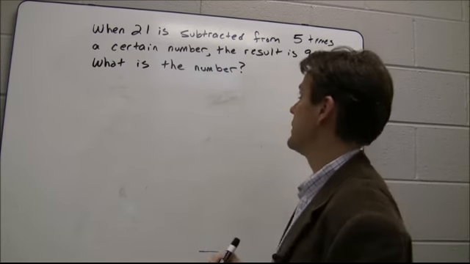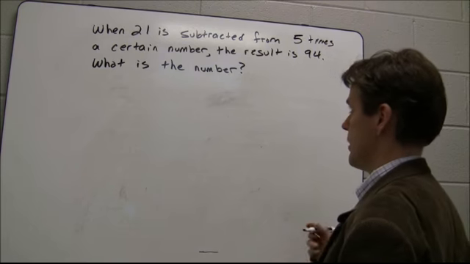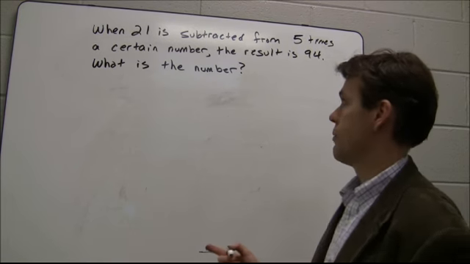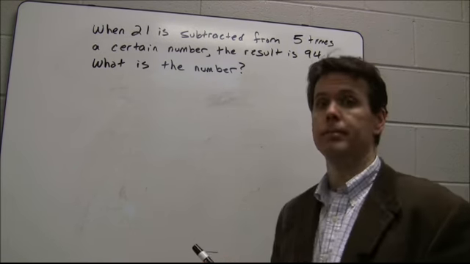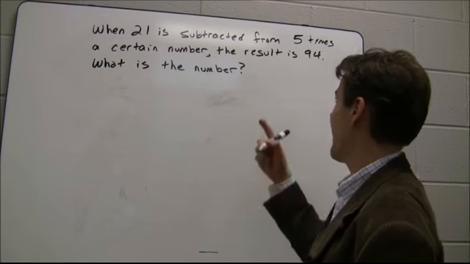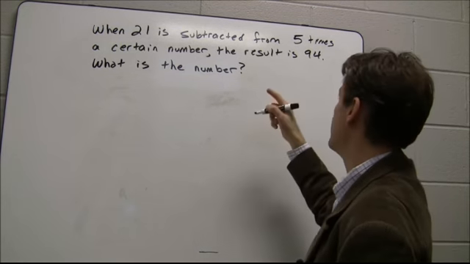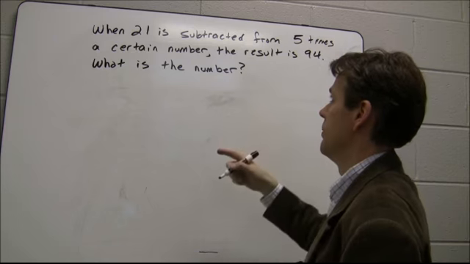Okay, when 21 is subtracted from 5 times a certain number, the result is 94. What is the number? Okay, so we want to translate this to an equation. So 21 is subtracted from 5 times a certain number.